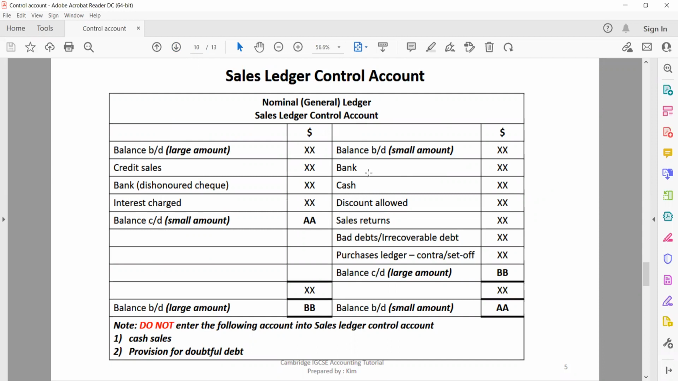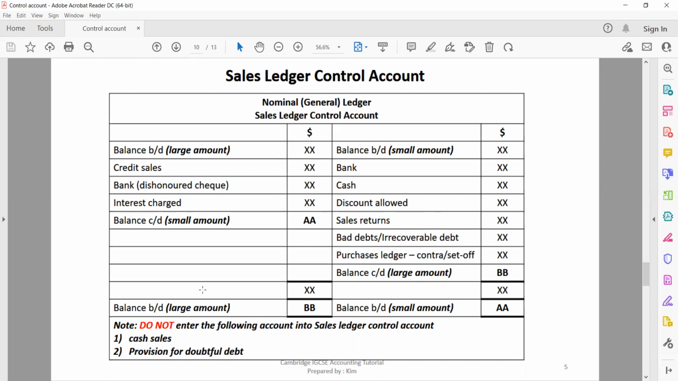Bank or cash, actually depending on what type of payment mode. Discount allowed is the discount given to the customer to encourage them to pay faster. Sales return is a goods return. Bad debt or irrecoverable debt is the same term. Purchases ledger, this is a contra entry to set off with the purchases ledger control account.